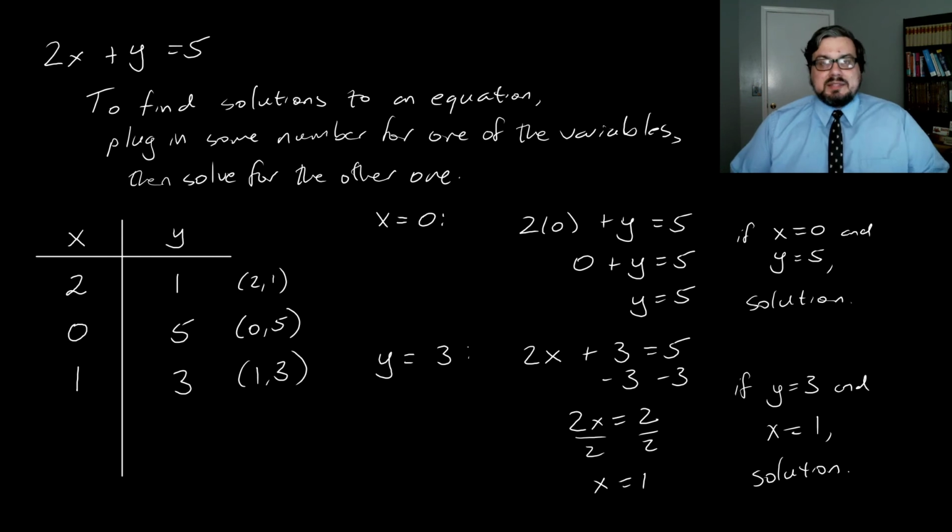Now, what you see already is that we've got a lot more solutions to an equation like this than we did with equations involving just one variable. A linear equation with just one variable had one solution, or sometimes 0 solutions. Here we've come up with 3 already, and we could come up with a lot more just by choosing different values for x and for y, plugging them into the equation and seeing what else we get. So let's look at another example.